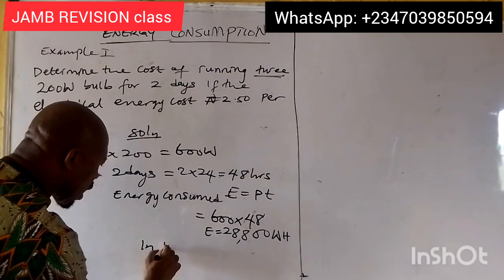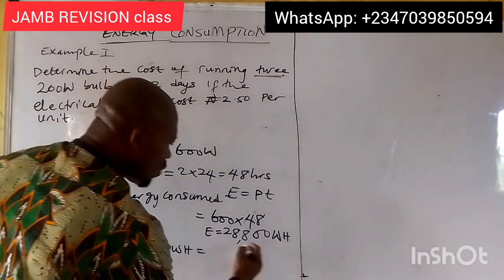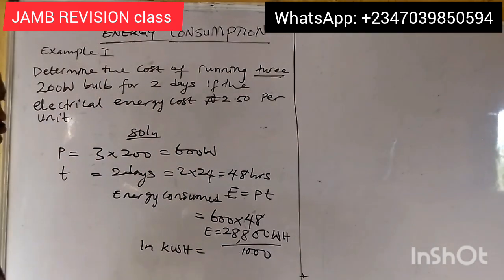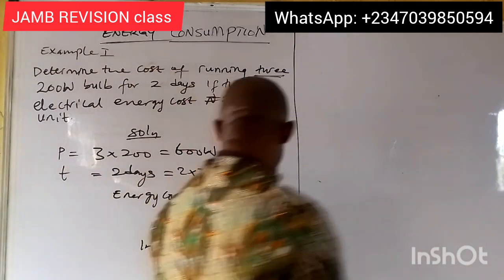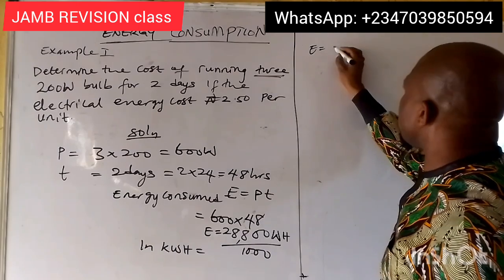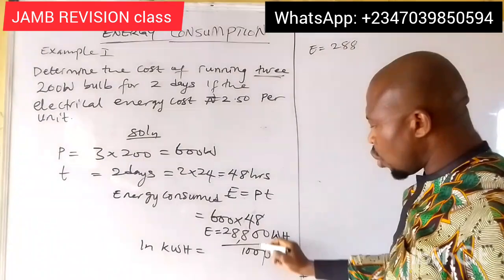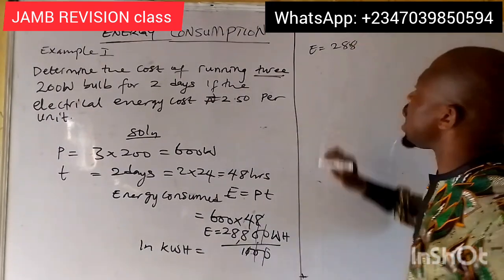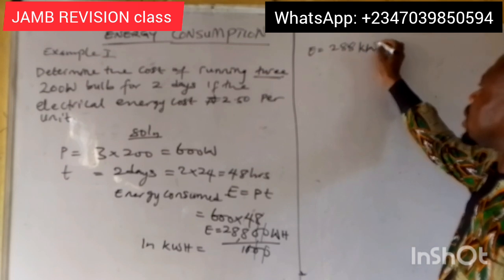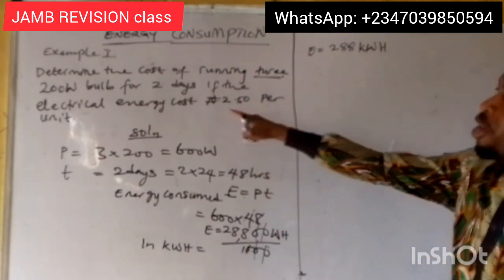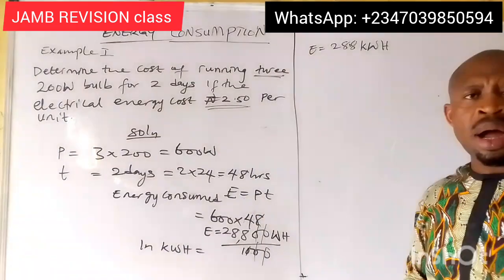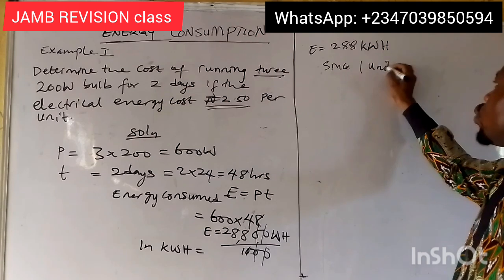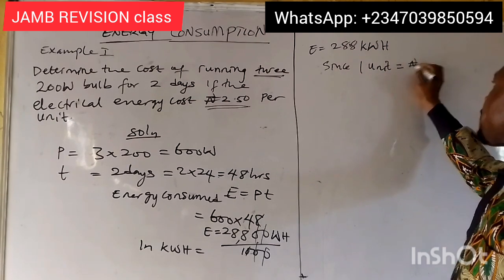Now in kilowatt hour, we divide this by 1,000, because to get kilowatt hour you must divide by kilo, which is 1,000. So in kilowatt hour, the energy consumed is 28,800 over 1,000. The zeros cancel, and that gives us 28.8 kilowatt hours. Now, remember they said the electrical energy costs 2 naira 50 kobo, so 1 unit is equal to 2 naira 50 kobo.